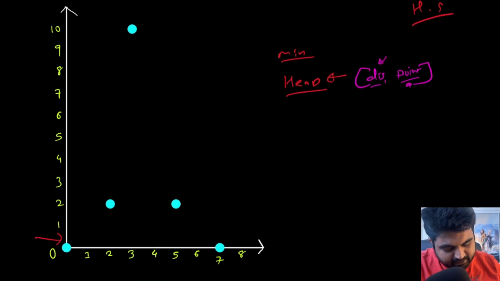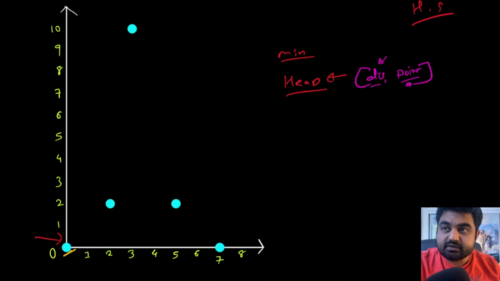So now let's see, the first node is 0. Let's say that we decide to start from 0. It's not necessary that we have to start from 0, but let's say that we decide to start from 0. So in order to reach 0, what is the minimum cost it takes?